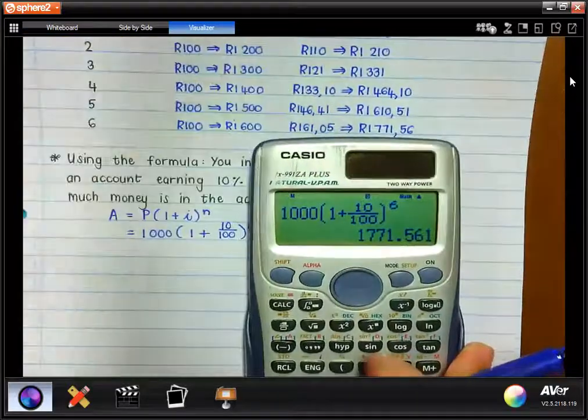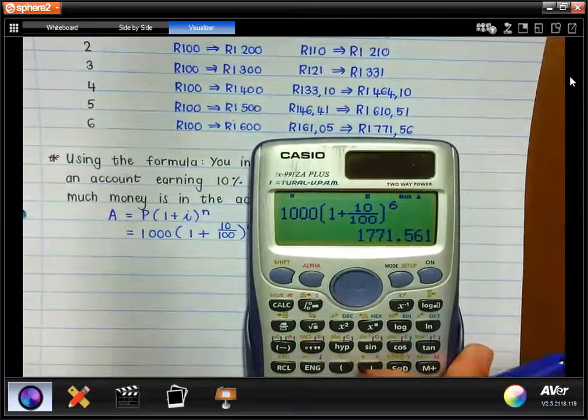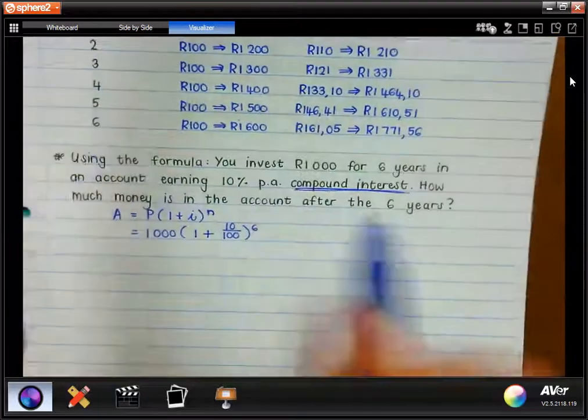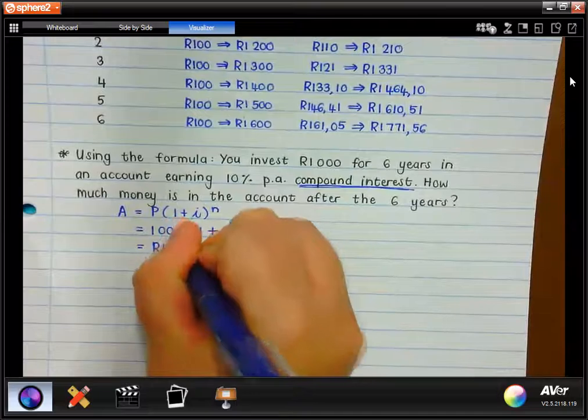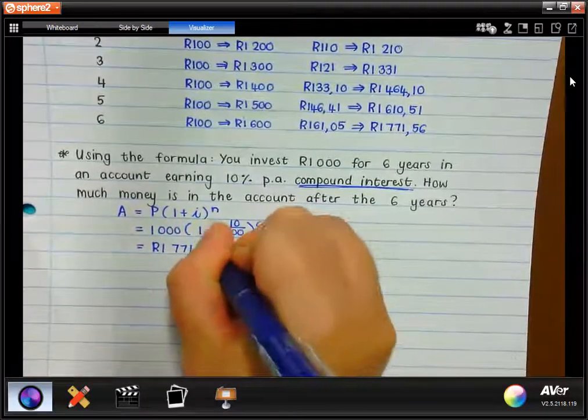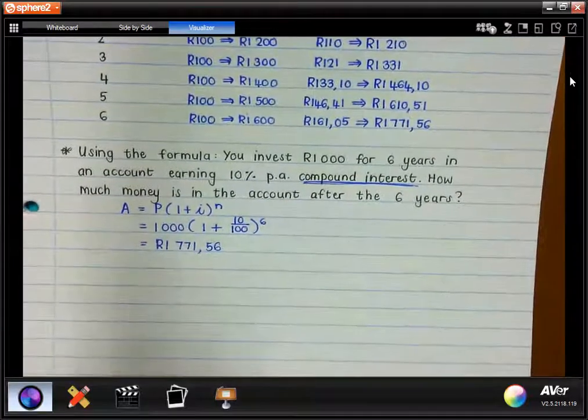Okay, so guys, don't work it out like we did here. This was just an experiment just to see what happens as the years go by. The answer is 1,771 rand and 56 cents.